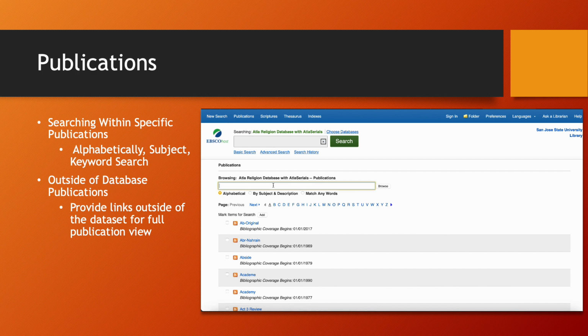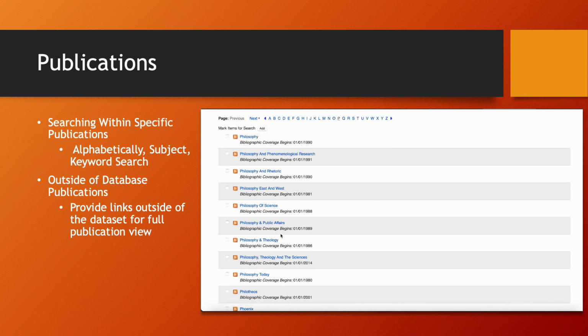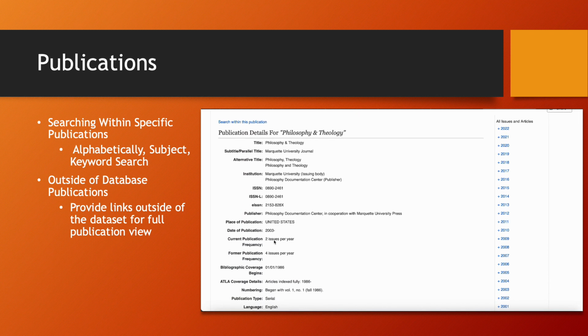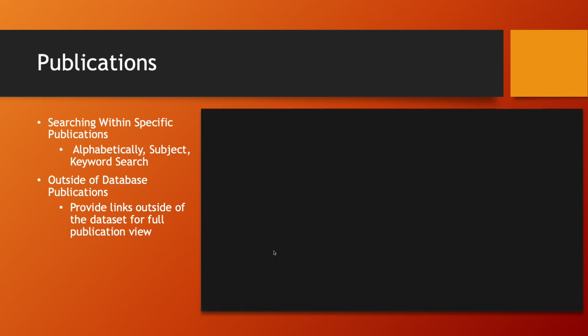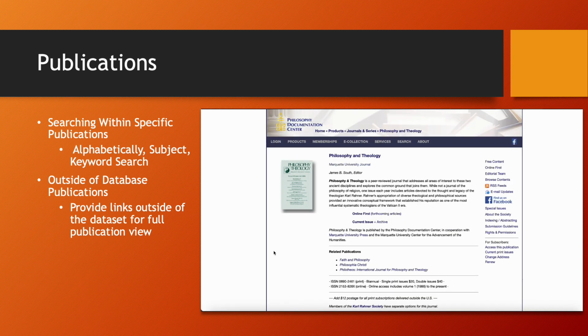We can also find outside of database publications. As you can see here, this is an example of a keyword search for philosophy, and I'll pick a kind of random one. And after that, if you scroll down, you'll be able to find a link if it's available. And clicking on that link will take you to the journal website, allowing you to look into different issues and see that journal a little bit more in depth.